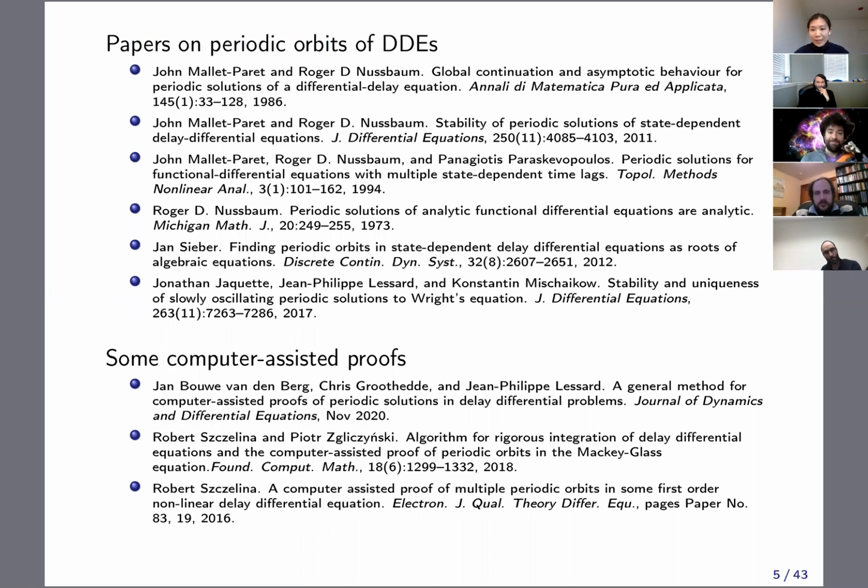As one example of invariant objects, periodic orbits have been studied extensively by many mathematicians. For example, in a collection of works by Mallet-Paret, Nussbaum, and Paraskevopoulos, I apologize for my pronunciation, and also the work by Sieber and Jaquette, Lessard, and Mireles James. Some computer-assisted proofs are considered in the work of van den Berg, Groothedde, Lessard, and Stelian and Lessard.